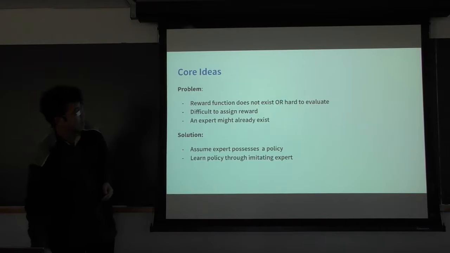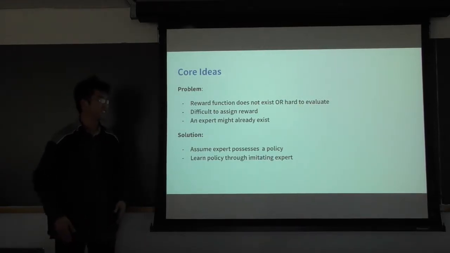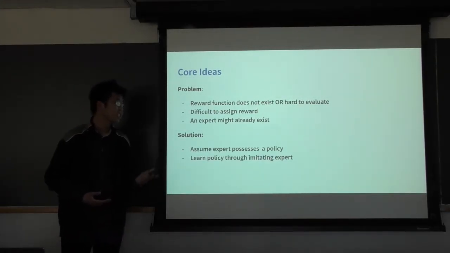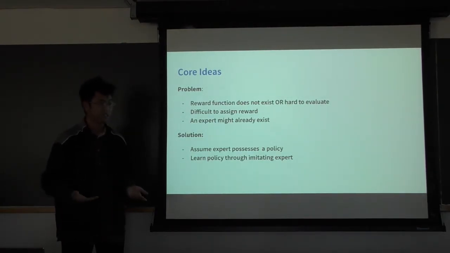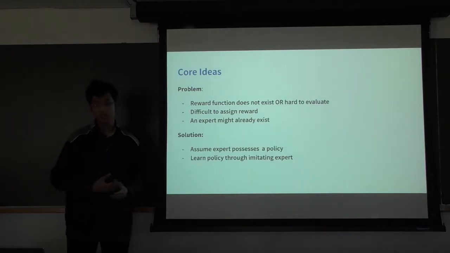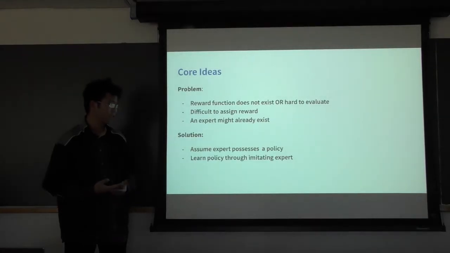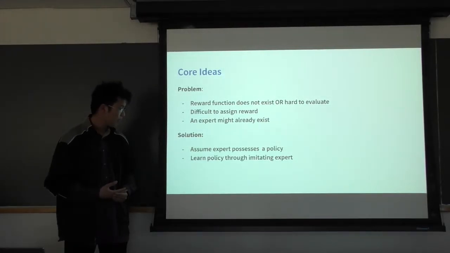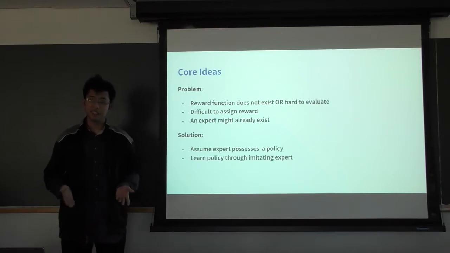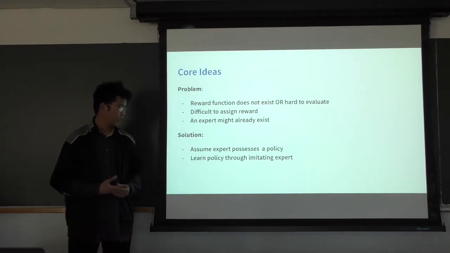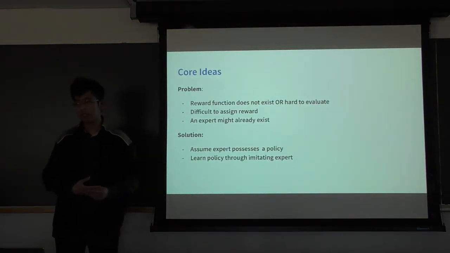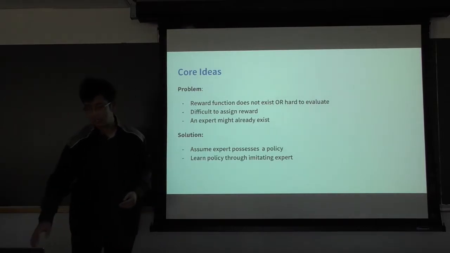So I have the pleasure to present the simplest method in imitation learning, which is behavioral cloning. And the core idea of behavioral cloning is very simple. You don't have a reward function, but you do have an expert that knows the policy. You would assume that this expert is the optimal solution for your problem, and you use this expert to learn a policy by imitating the expert exactly.